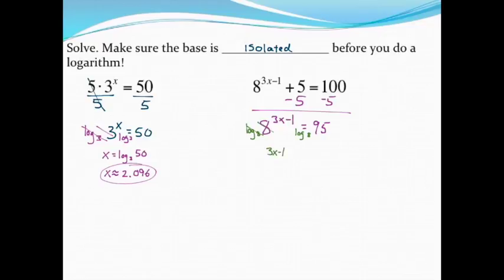just 3x minus 1, equal to, once again, I'm going to use a calculator to just get a decimal for this. The log base 8 of 95 comes out to be about 2.19 when I use a calculator to do that. From here, I'll just solve this linear equation. I'll add 1 to both sides, so 3x would be equal to about 3.19. I've rounded off a little bit there, and then divide both sides by 3. I get an approximate answer of 1.063 for x.